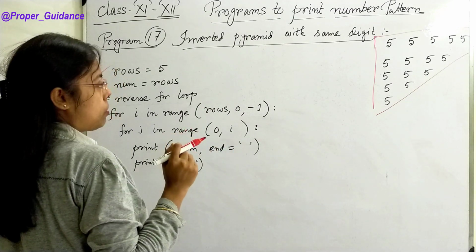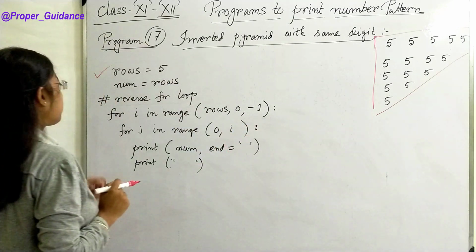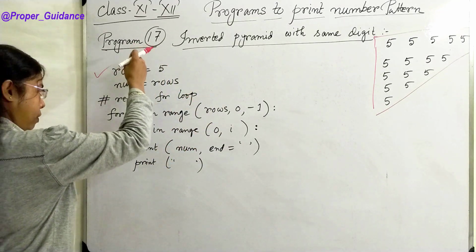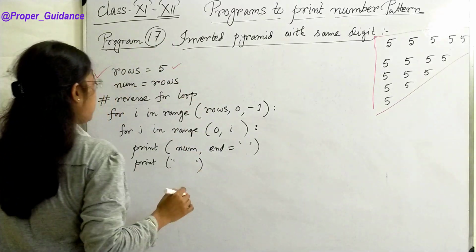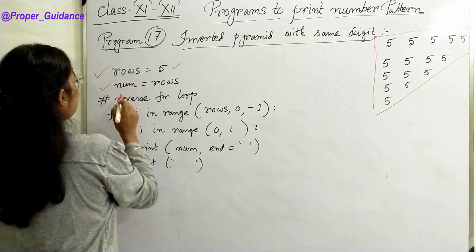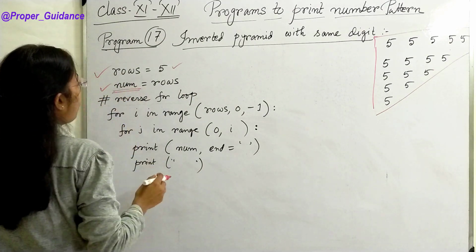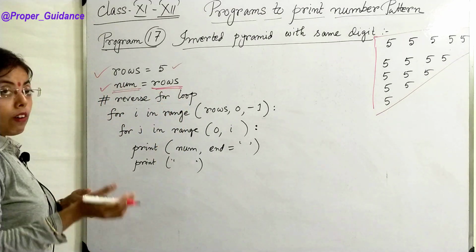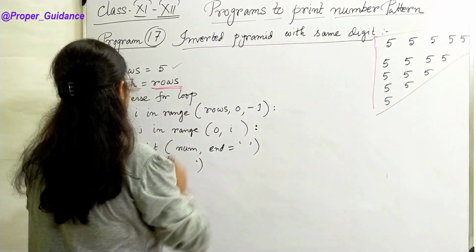every row and column. Okay, so now we have to store the number of rows in the variable named rows, and that is 5. And here is another variable, num. We have assigned num equals rows. The value of rows is assigned to num itself.